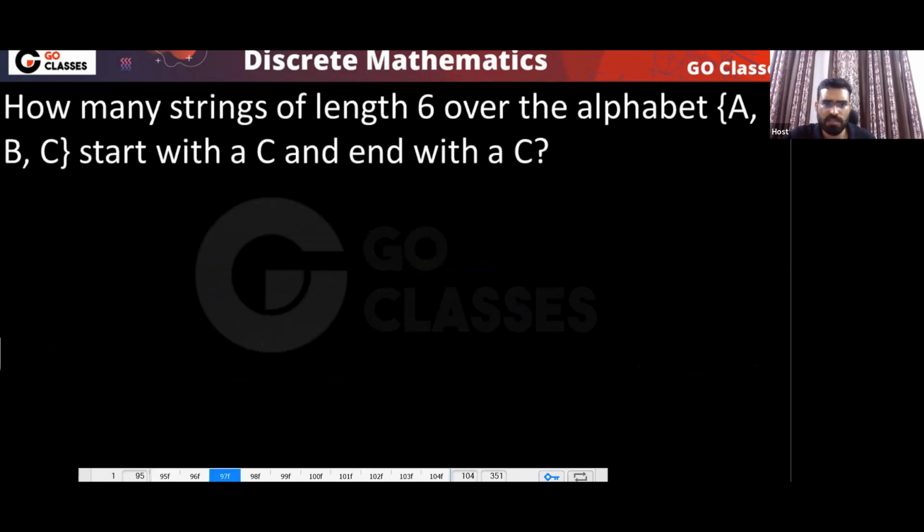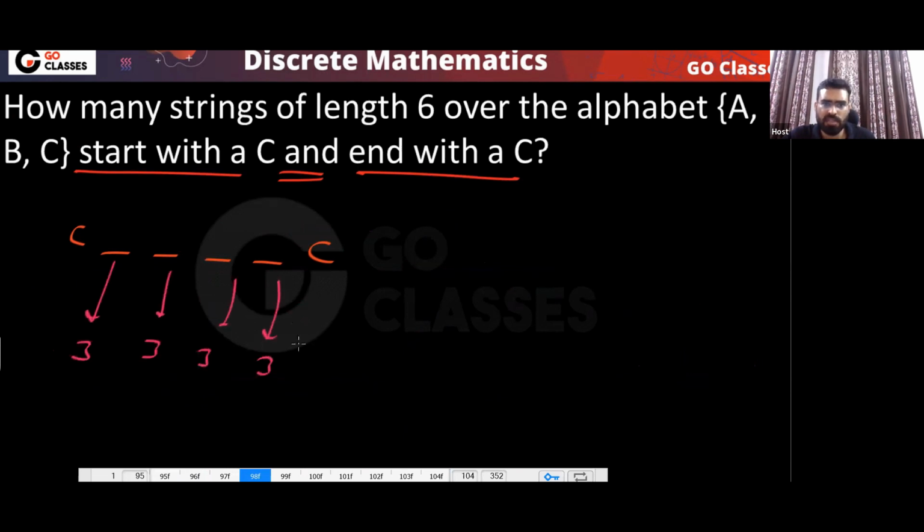What is the answer for this? Start with C and end with C. Remember, it should start with C. And there are total how many positions? Total 6 positions. So 1, 2, 3, 4, and this ends with C. So finally, the answer will be, for every position we have 3 choices, so the answer will be 3 power 4.